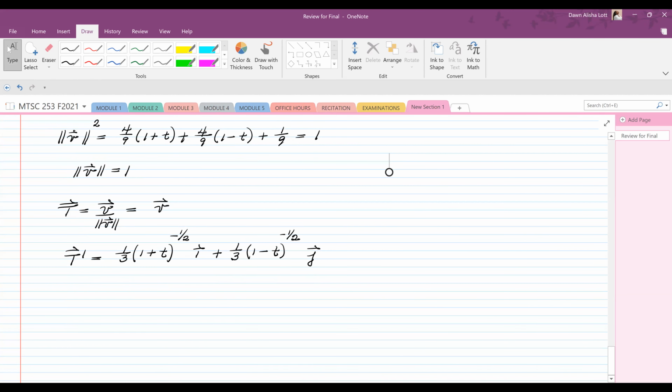And then you put it over the length. So you square it, then you take the square root. Well, let's find the length of T prime squared. And what does that come out to be?